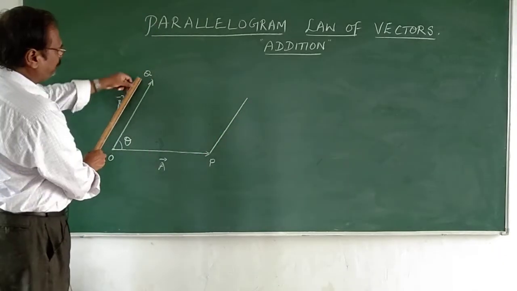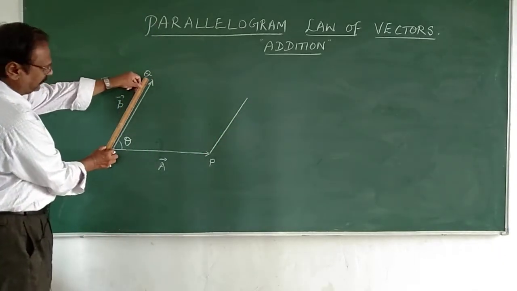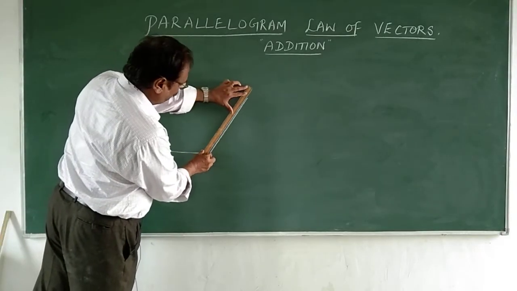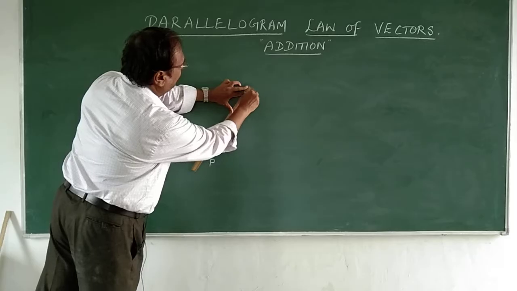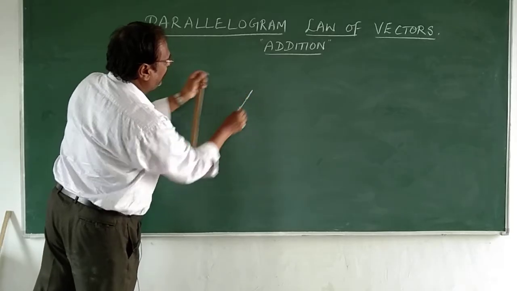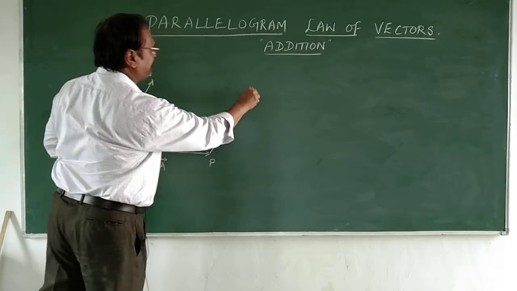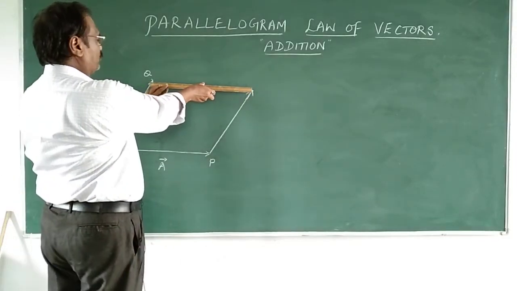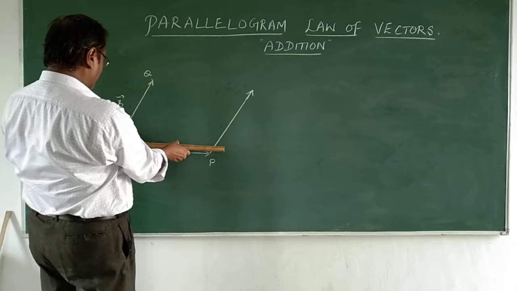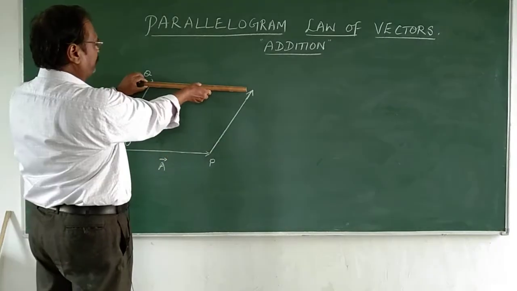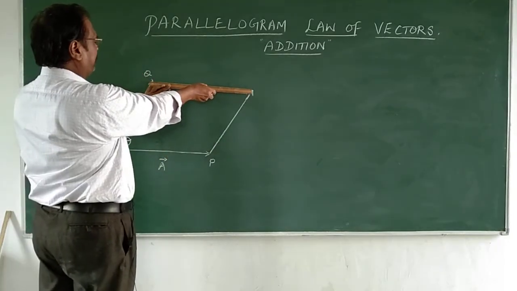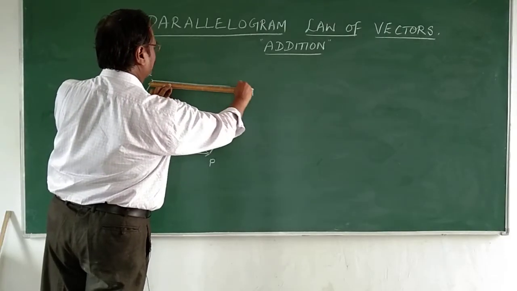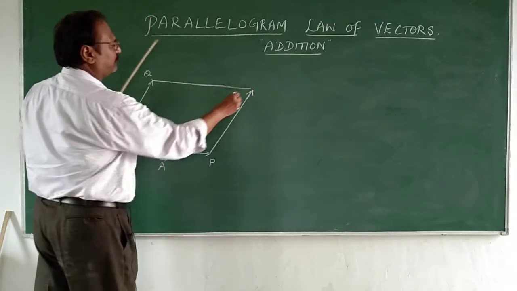But the condition should be that the magnitude, the length of the two, should be the same. The length has to be the same. That is the main condition, and the direction also ought to be the same. Now let us draw the other one which is parallel to this. This is going to be parallel to the A vector, and I am taking the vector parallel to the A vector.